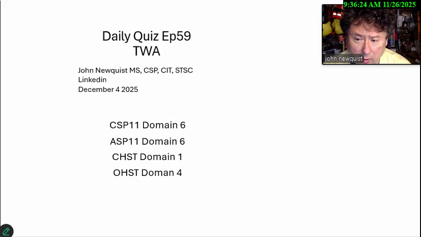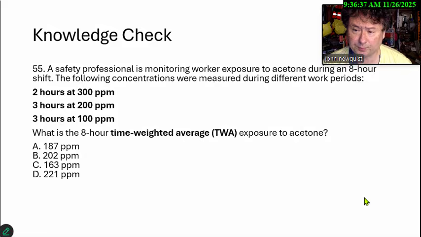It's December 4th, 2025, and people are saying they're getting about 2 of these on ASP and CSP tests. Very rare to get one on the CHST, but common on an OHST test. So let's get into it.